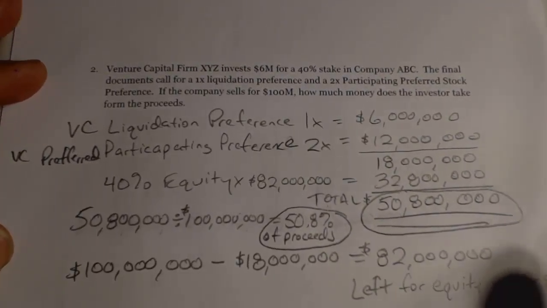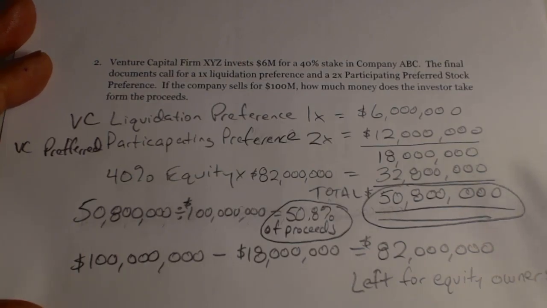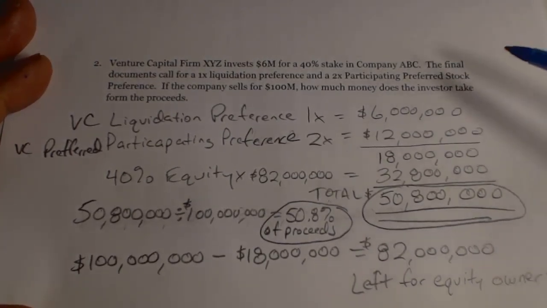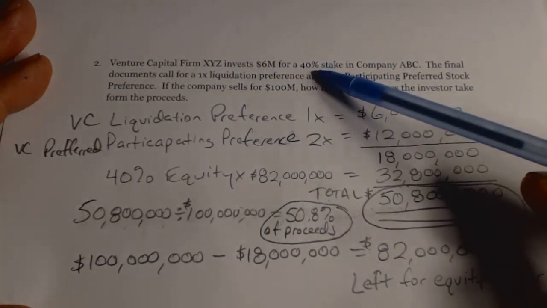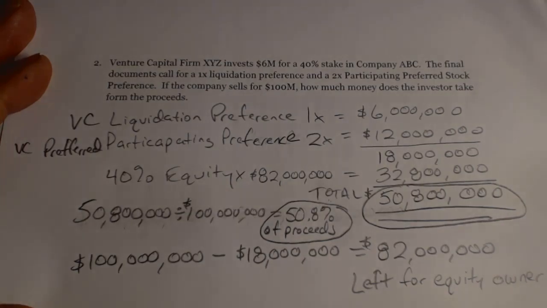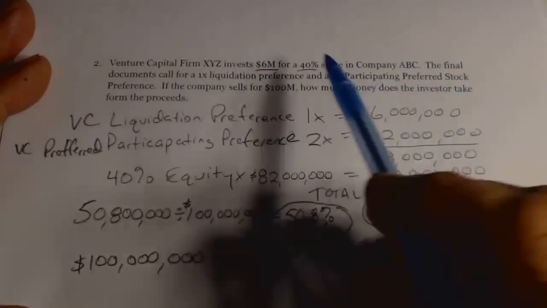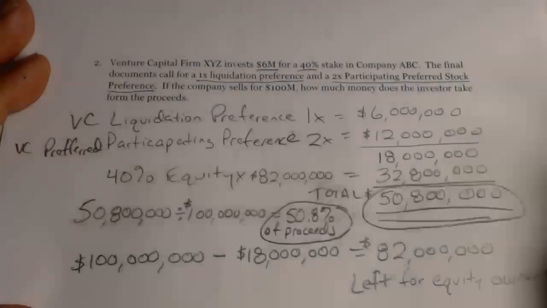Second part of this, a little bit more work, but really not that hard as long as you just keep your steps and just kind of think of it logically. There's 3 steps of these things where they're double dipping basically, but it's really triple dipping. Okay, venture capital firm XYZ invests $6 million for a 40% stake in company ABC. Okay, so important information, he invested $6 million for 40%, because you'll need those. The final documents call for a one-time liquidation preference and a 2-time participating preferred stock preference. So remember, those are 2 different things.